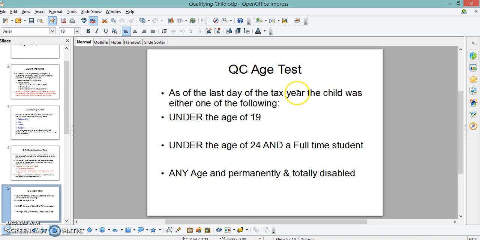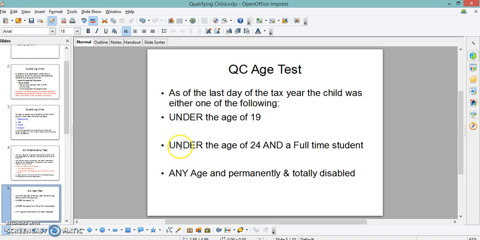So on the last day of the tax year, a child has to be one of the following: either under the age of 19, or under the age of 24 and a full-time student, or they could be any age if they're permanently and totally disabled. Now, notice this, it says under the age of 19. So if as of the last day of the tax year the qualifying child is 19, they do not qualify because it has to be under 19.